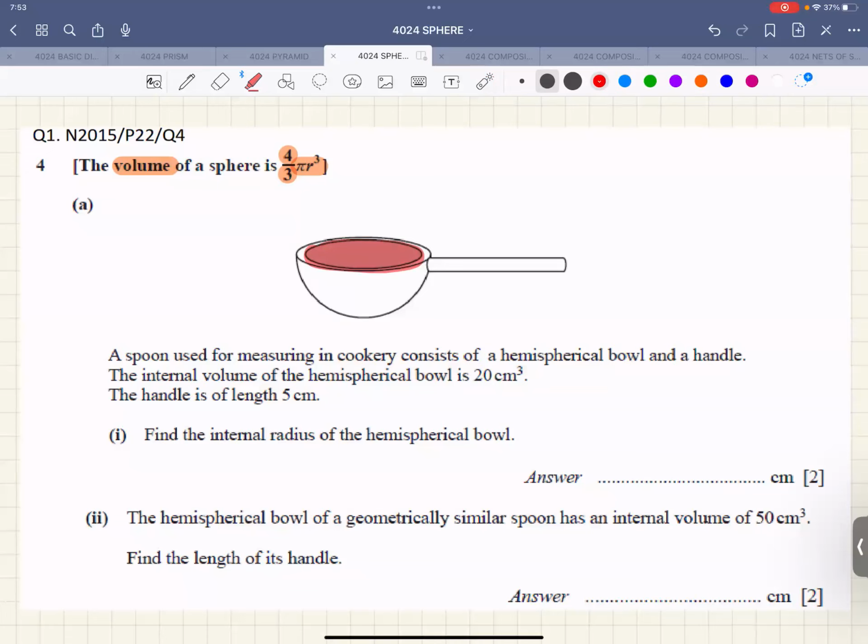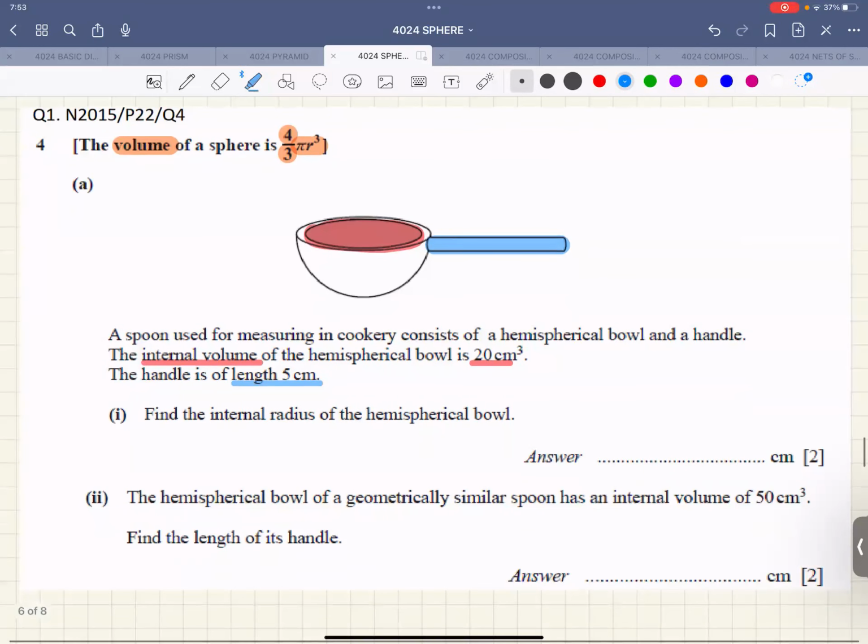So when we are talking about internal volume of the hemisphere, the volume is 20 centimeter cube. The handle is of length 5 centimeter. So this thing is the handle. Let me choose blue color over here. This is the handle and the length of the handle is 5 centimeter. Find the internal radius of the hemispherical bowl. So now that is a hemisphere. So the volume is 2/3 pi r cube. That should equal to 20.